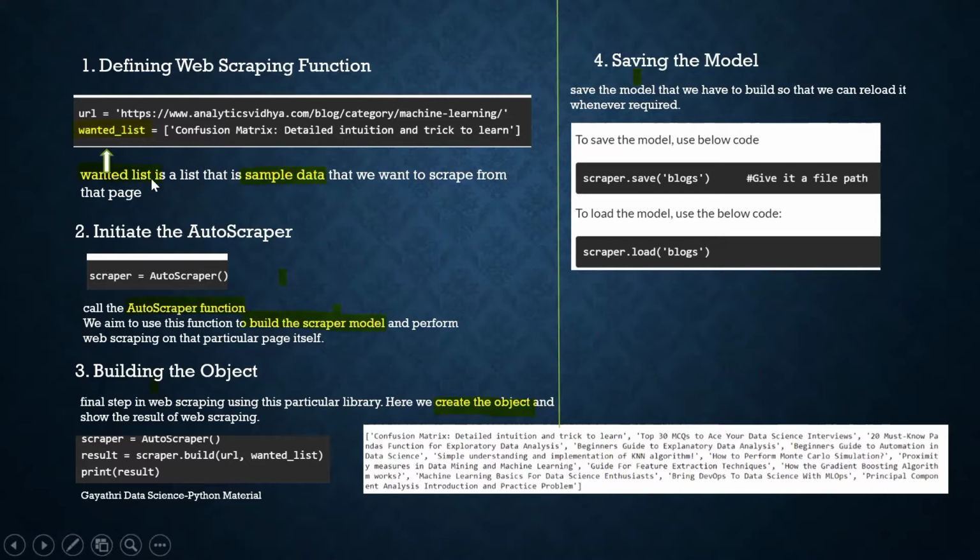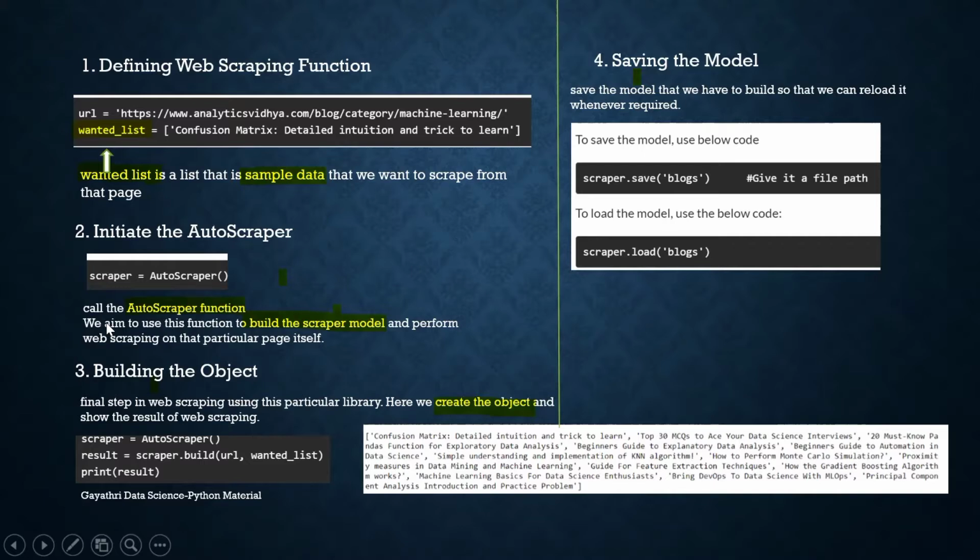And as it is mentioned here, it is a list that is sample data that we want to scrape from that page. So sample data in the sense you are just training the code, the system, to scrape whatever information you want from that particular website. The next step is going to be initiation of the autoscraper function. So we are just creating an object called scraper, and then we are establishing or initiating the autoscraper function here.